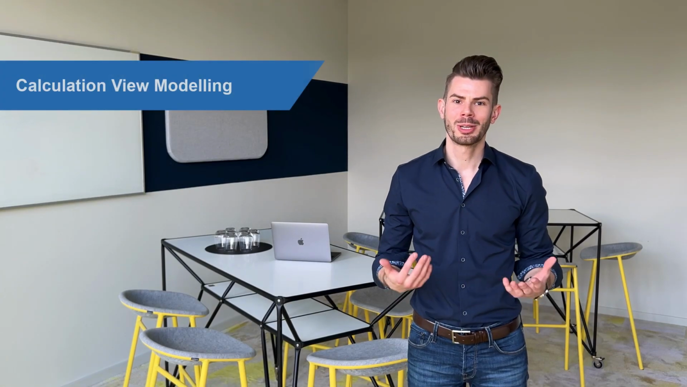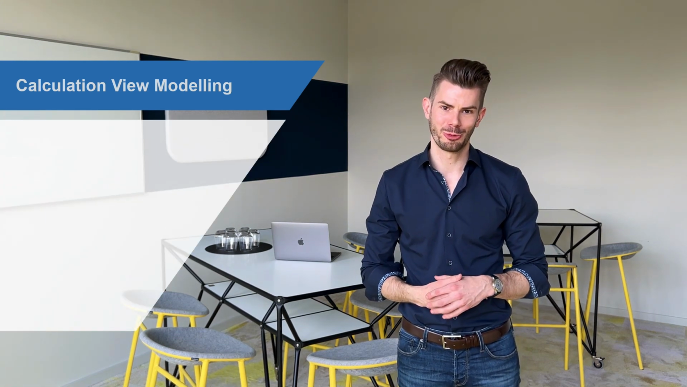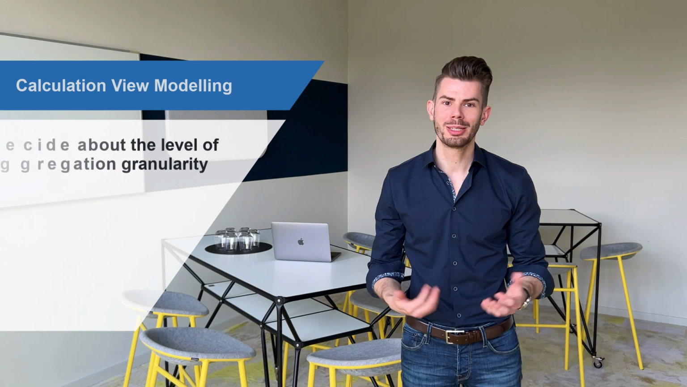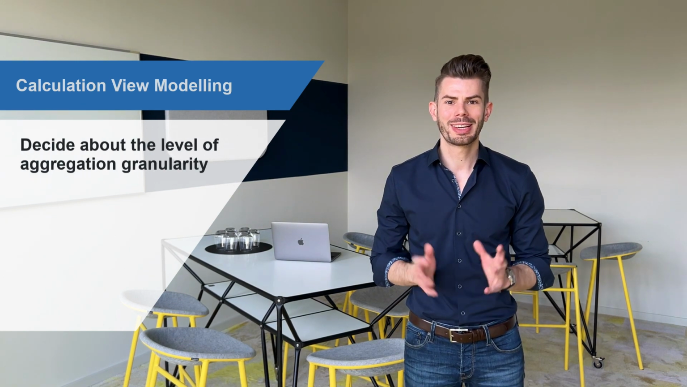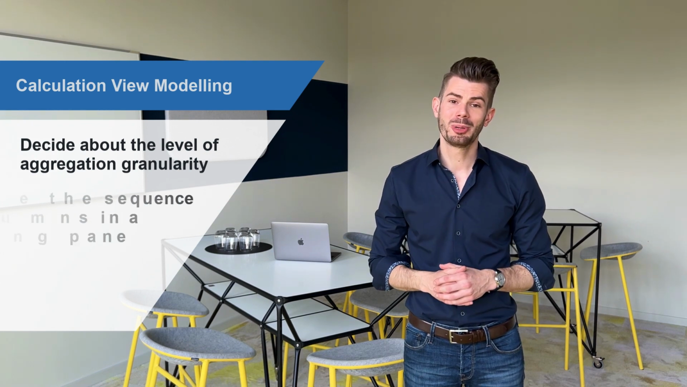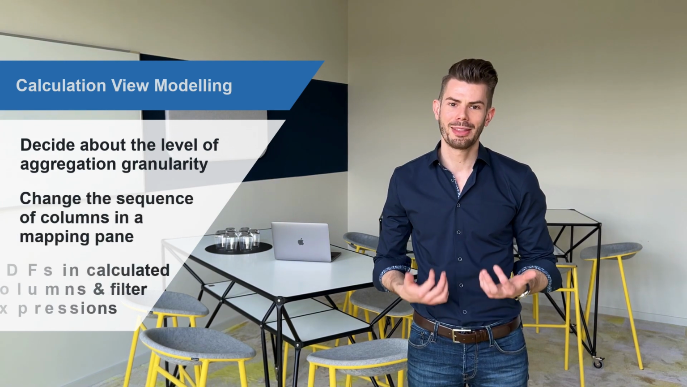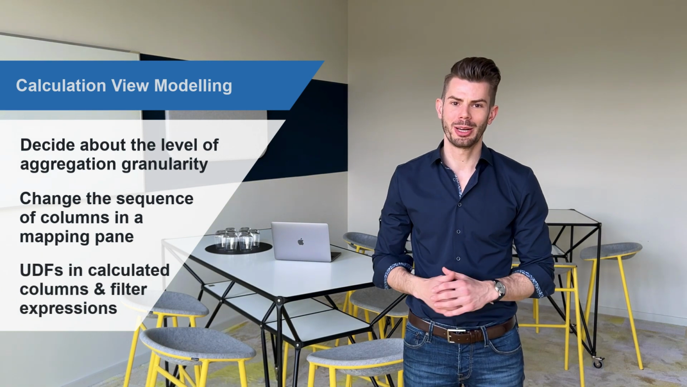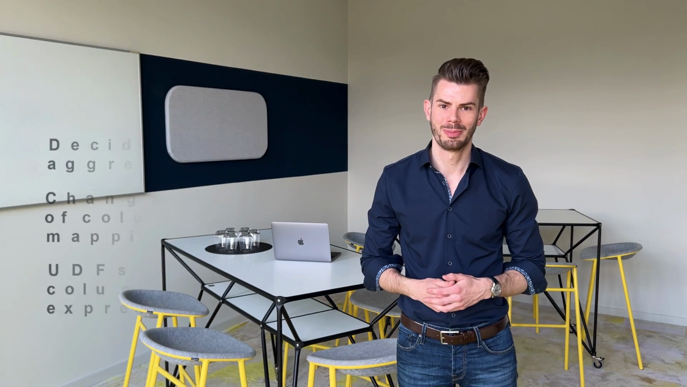Like last quarter, I would like to call out some specific enhancements in the area of calculation view modeling, like the ability to decide about the level of aggregation granularity when querying calculated measures, the possibility to change the sequence of columns in the mapping pane, and the option to use user-defined functions in calculated columns and filter expressions.